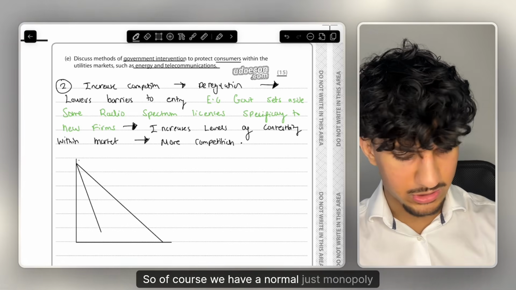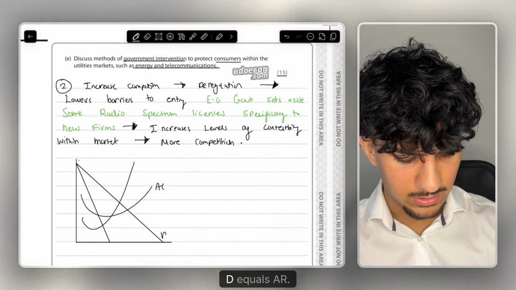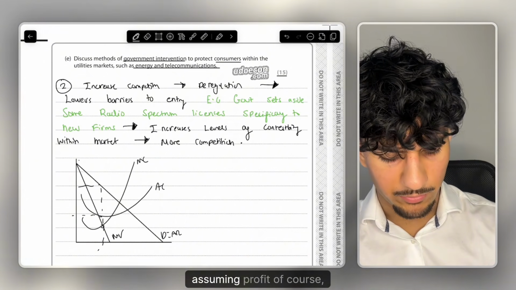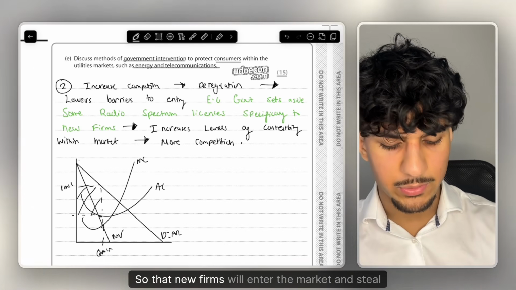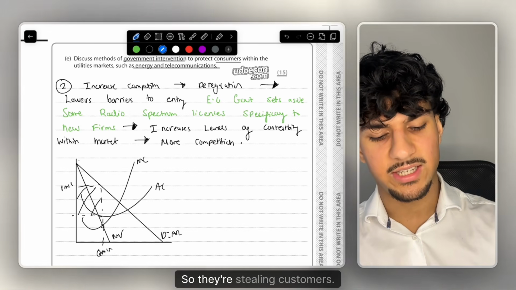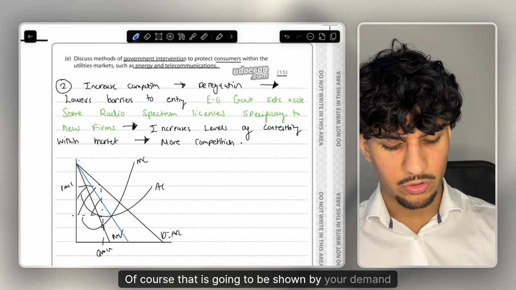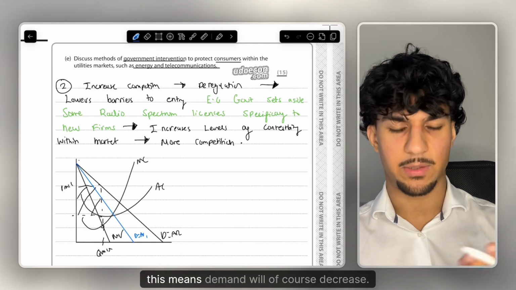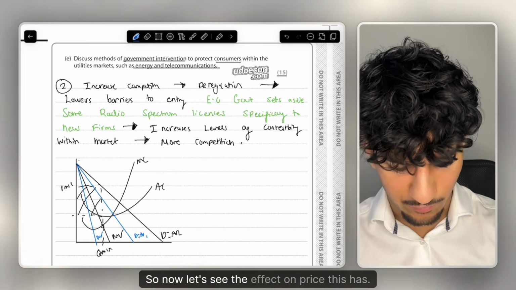So of course we have our normal just monopoly diagram, D equals AR, so let's just quickly level this up, D equals AR, MR, MC. We have this box of super profit, of course, Qmax and Pmax. But now, what do we say? So that new firms will enter the market and steal these incumbent firms' demand away. So they're stealing customers. So how can we represent that on the diagram? Of course, that is going to be shown by your demand curve shifting inwards. Since why? If other firms are stealing your demand, this means demand will of course decrease, and same thing with MR.